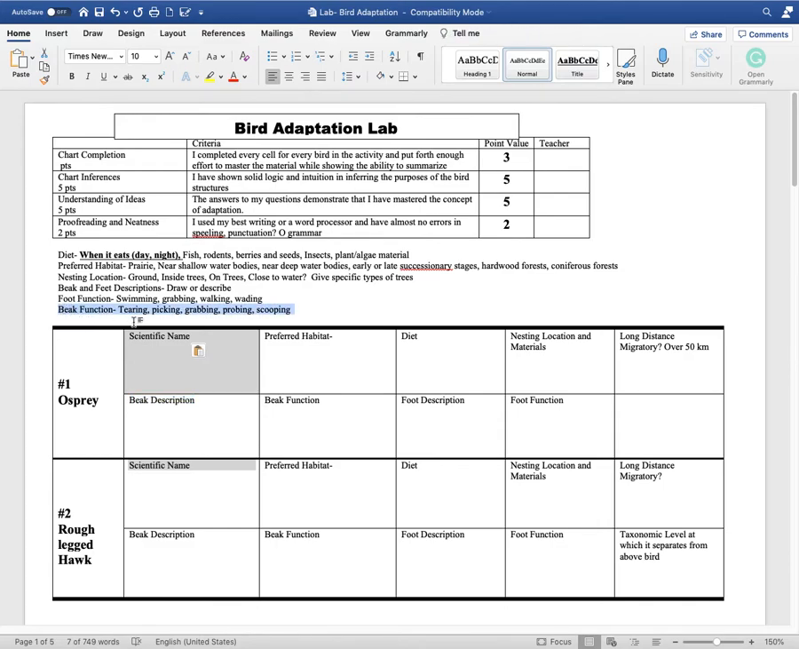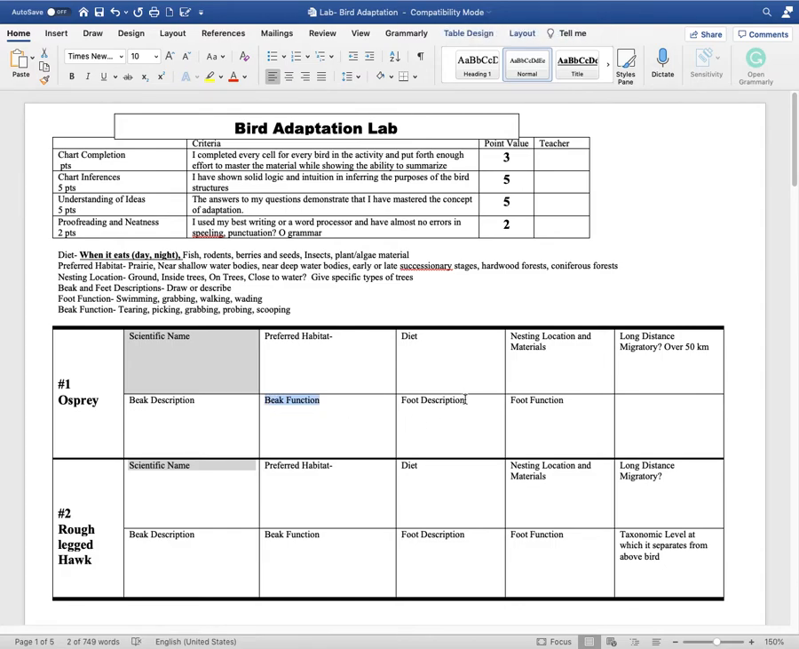Is that beak adapted to tearing things apart? Is it adapted to picking things up? Grabbing would mean it's trying to grab something that's getting away from it. Probing means it would stick the beak down into something and pull its food out. And then scooping, kind of like using it like a spoon, right? So that's what you're going to put into the beak function.